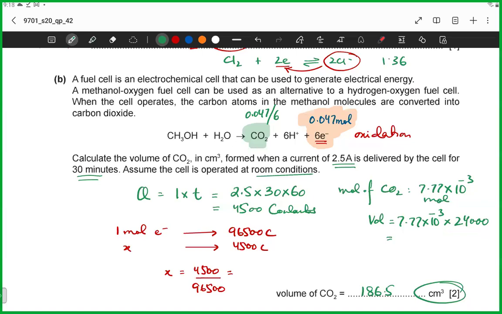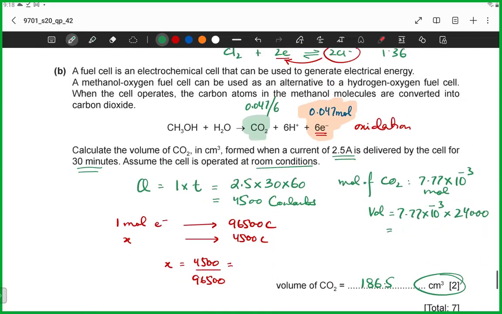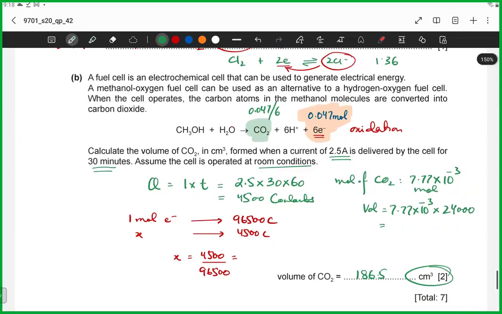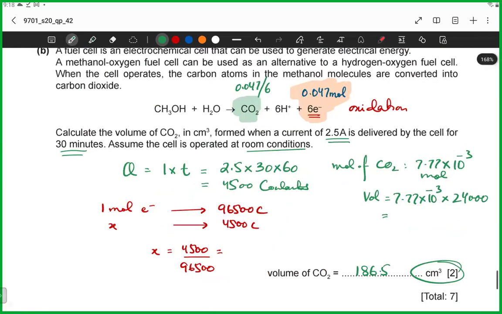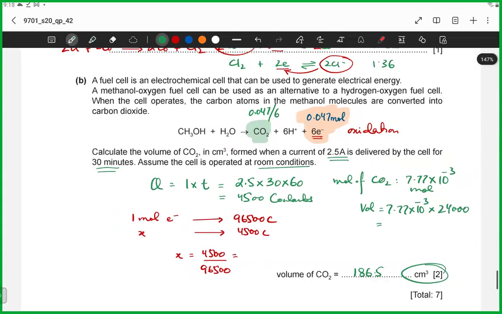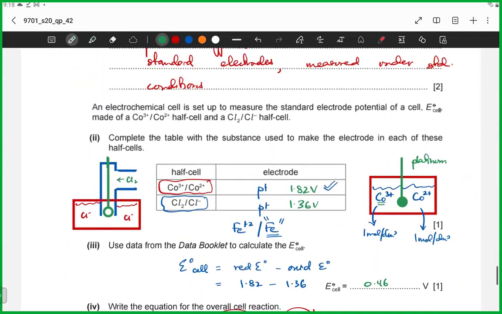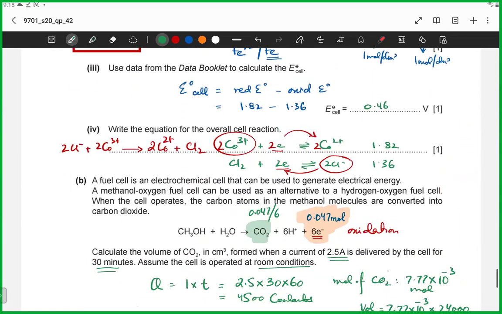So, last question. They're giving the answer up to 3 significant figures. It should have been 2, but recently they've stopped worrying about it. They're giving 187.